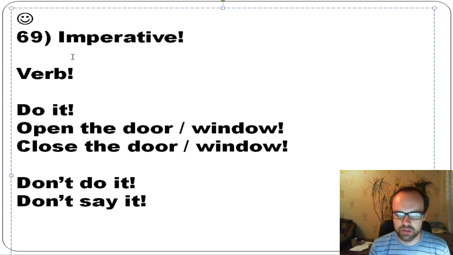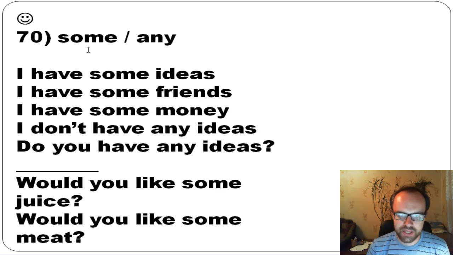Okay, imperative. So you start a sentence with a verb. Do it. It means like you must do it. Open the door. Open the window. Close the door. Close the window. Don't do it. Don't say it. Okay?